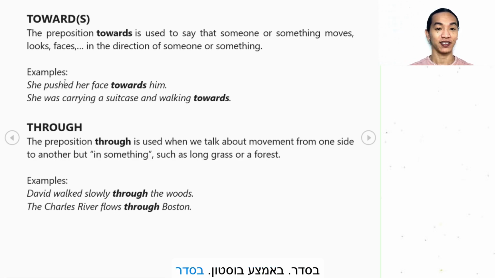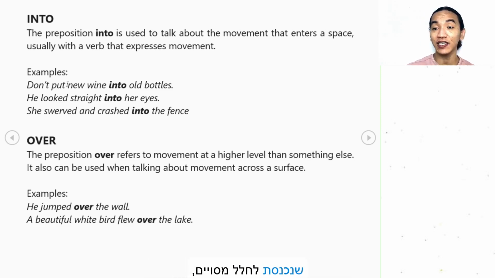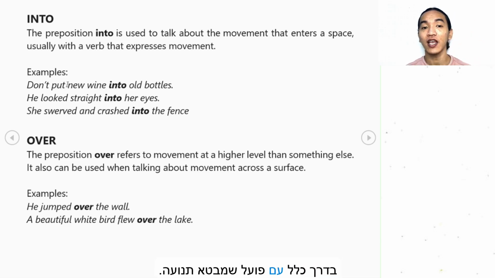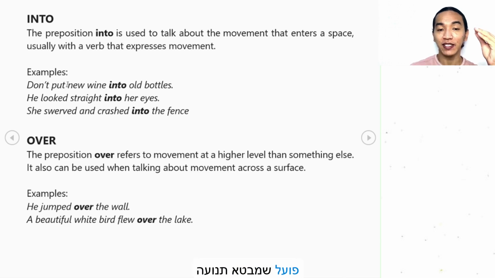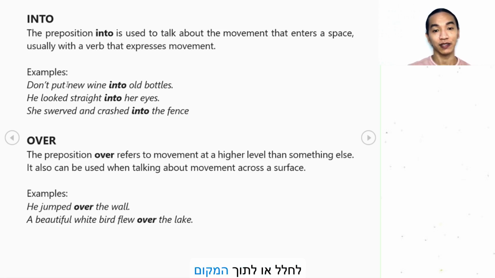Next one, "into". Another common one. It is used to talk about movement that enters a space, usually with a verb that expresses movement. So there is a verb that expresses movement, then there is an idea that you are going into or inside the space. In this case, it is much better to use the preposition "into".